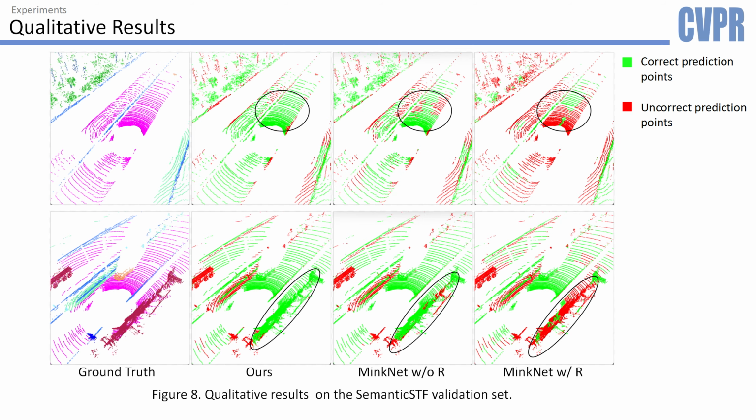Here are some qualitative results. Green points are correct predictions, while red points are errors. The MinkNet with reflectance as input performs the worst. By excluding reflectance strength, there is a very large increase. Our approach further improves performance. You can see that our method produces much more robust and accurate predictions.